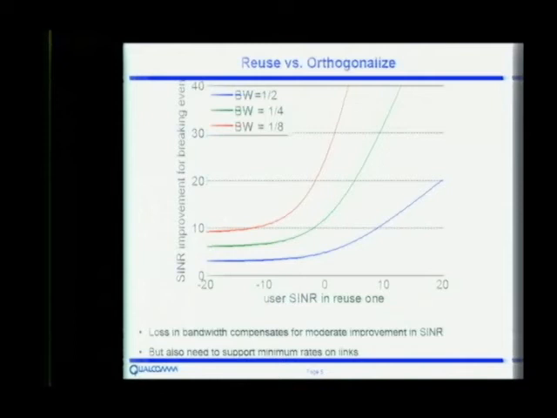And on the y-axis, what is shown is the SINR improvement that you need to break even in the rate to compensate for the loss. So if your SINR is pretty good, let's say even 0 dB, you need at least 5 dB of increase in SINR when you optimize just with one user. And if you have more users, if you go to bandwidth, say 1 by 4 or 1 by 8, you need much more gain in SINR. So you should be very careful when you go away from reuse one. That's kind of the main message in this one.